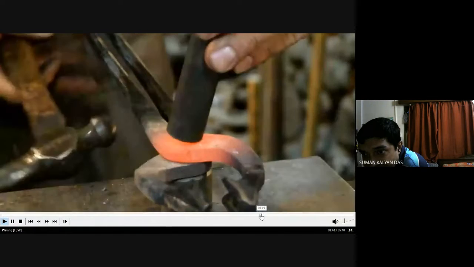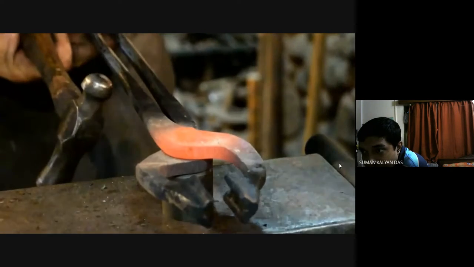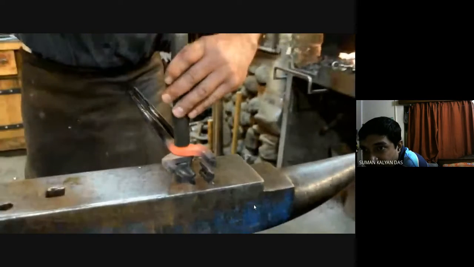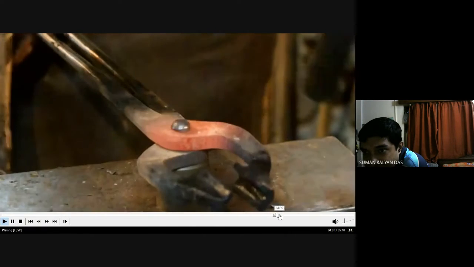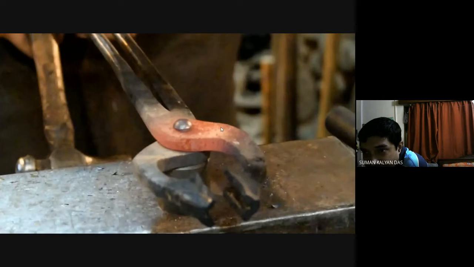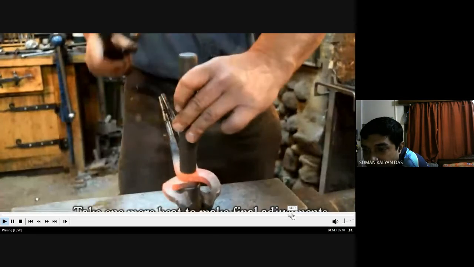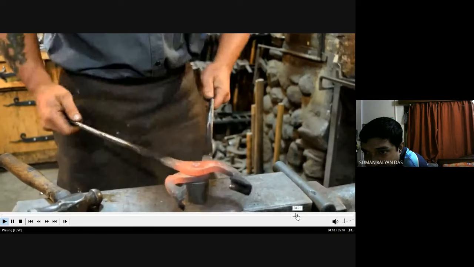And finally, he is putting this bar, the die, on the other side and hitting. See, after it is hit, you see the tail is also looking like the head of the rivet. He is doing it in an iterative fashion, not in one step.